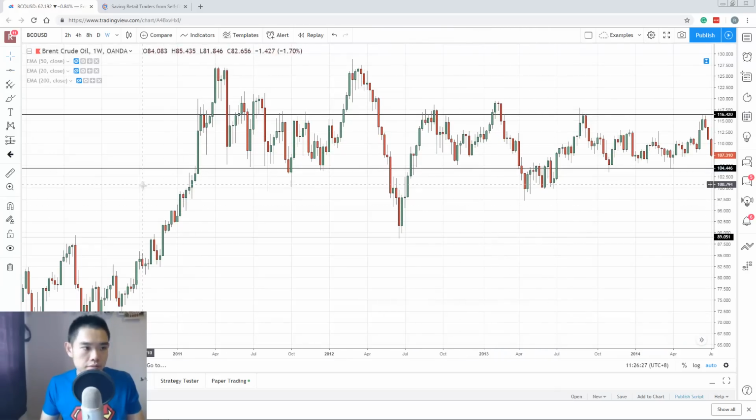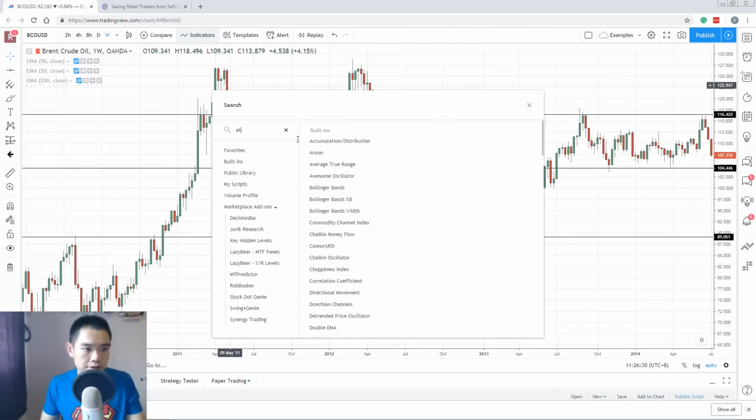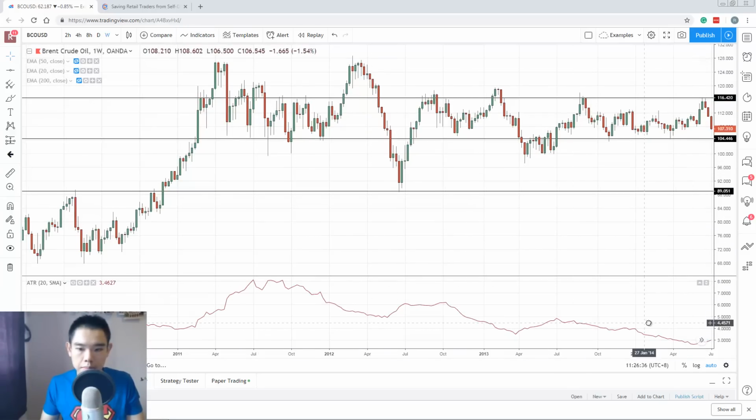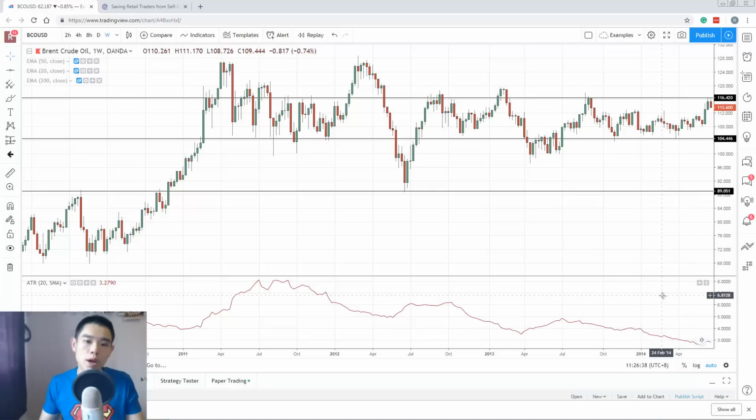Hey, where's my ATR? It's missing. Let me fix some bug. Okay, it's back. So you can see the ATR indicator at multi-year lows over here. One way to trade it is that if the market breaks out of a key level, a key market structure like support or resistance, you can trade in the direction of the breakout.